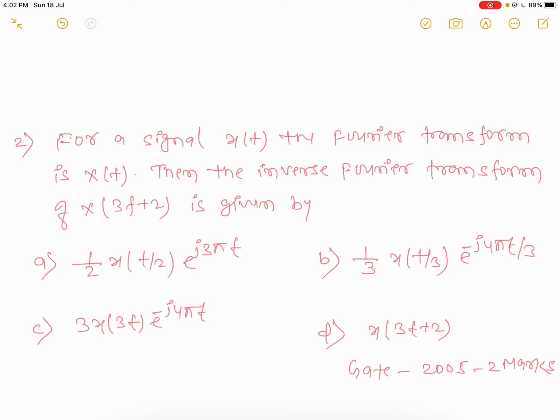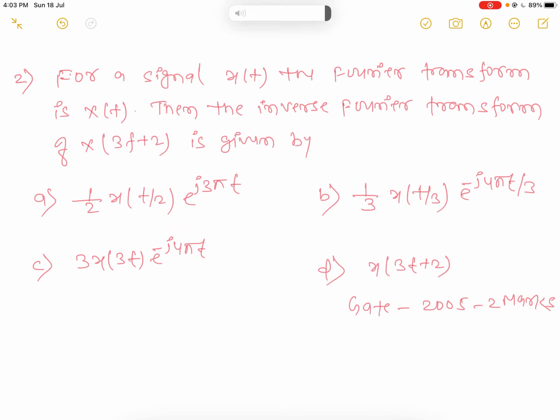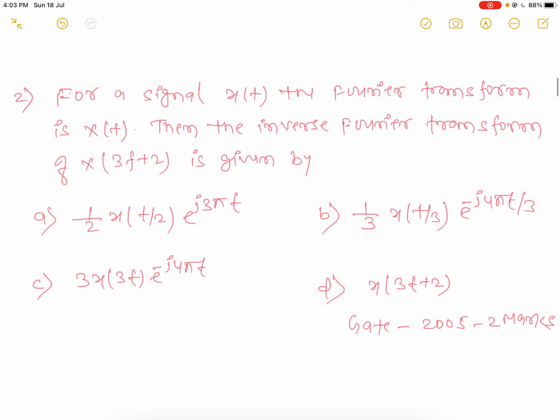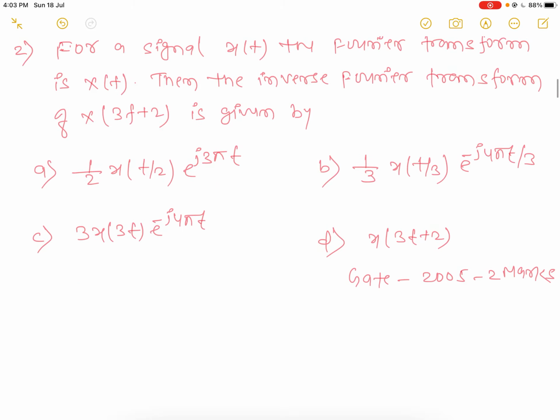Next question is, for a signal x(t) the Fourier transform is X(f), then the inverse Fourier transform of X(f) plus 2 is given by. This one was asked in GATE 2005 for 2 marks. So now the solution.